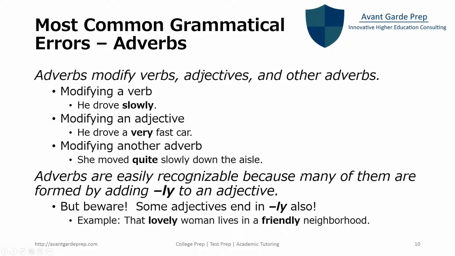Adverbs are usually pretty easy to recognize because many of them are formed by adding ly to an adjective, but be careful because some adjectives also end in ly. For example, that lovely woman lives in a friendly neighborhood. Lovely is modifying woman, so it's an adjective, even though it ends in ly. And friendly is modifying neighborhood, which is a noun, so this is an adjective, and it also ends in ly, so be careful with that.